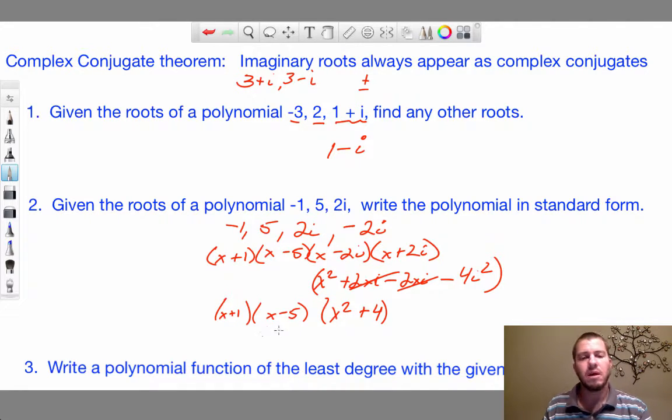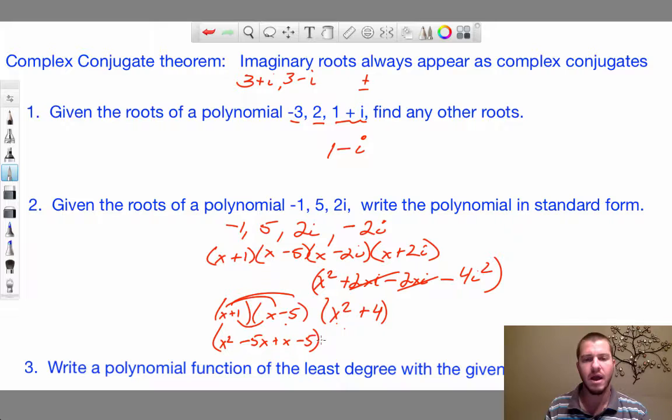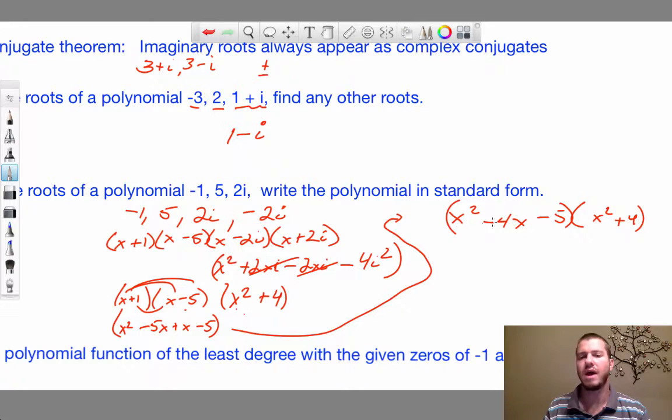Now you could do it from here a couple different ways. You could multiply these two together, you could multiply these second two together, and then the third one. Either way, you multiply two of them, you're most likely going to get a trinomial, and then multiply that one with the last one. So I'm going to do it here. x times x is x squared, negative 5x, positive 1x, minus 5, and I'm going to move up here. That simplifies into x squared minus 4x minus 5. I still got to multiply that with the x squared plus 4 though.